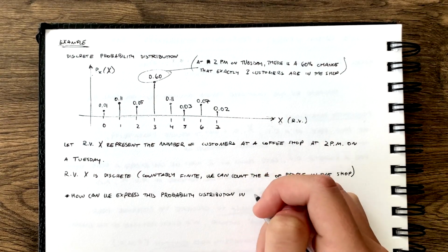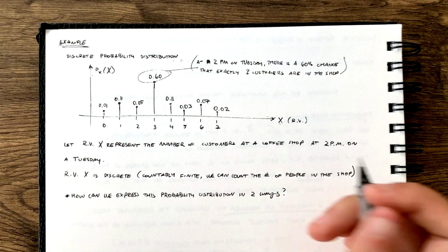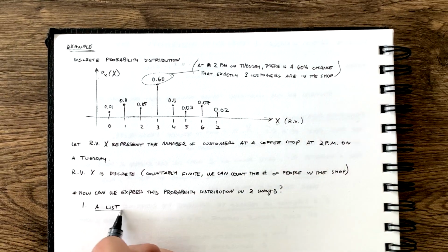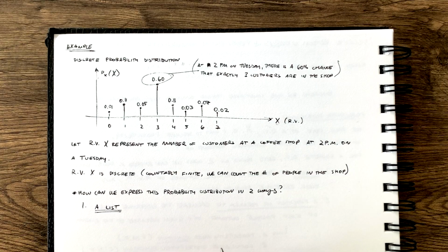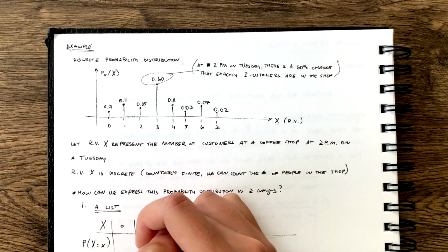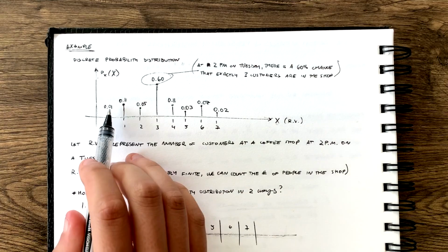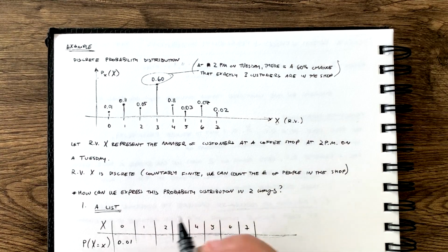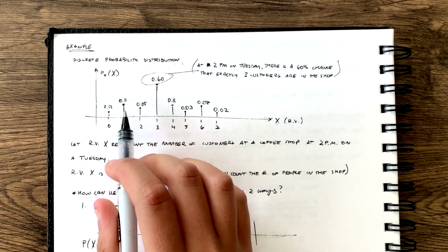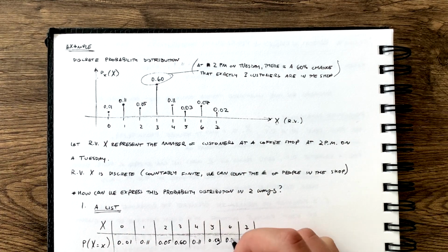All right, so how can we express this probability distribution in two main ways? Well, as we said earlier, we can express it as a list or as a function. So let's start writing out our list. We can write all the possible values for our discrete random variable as x in the top bar, and we can write their corresponding probabilities from our discrete probability distribution, and we'll literally just copy down the values.